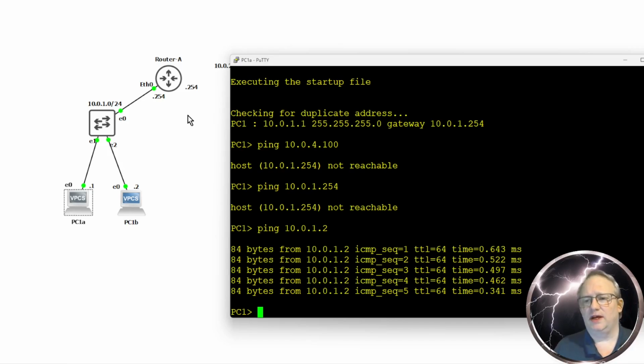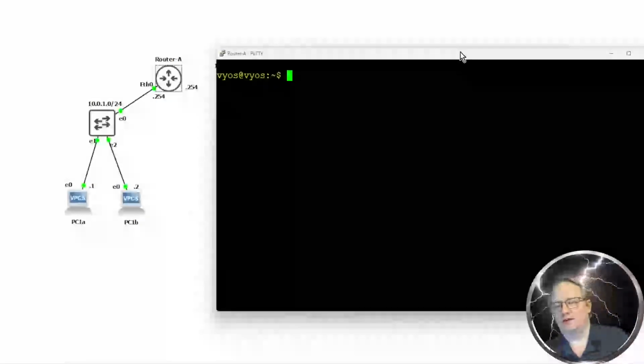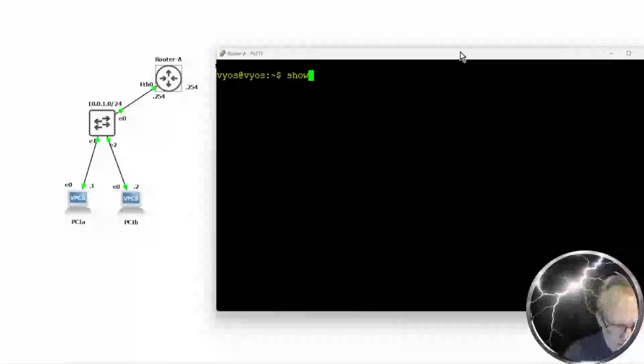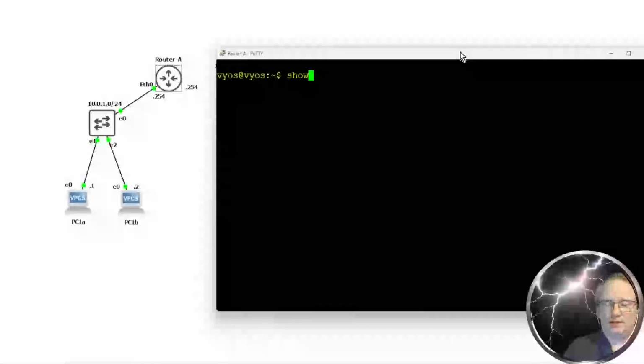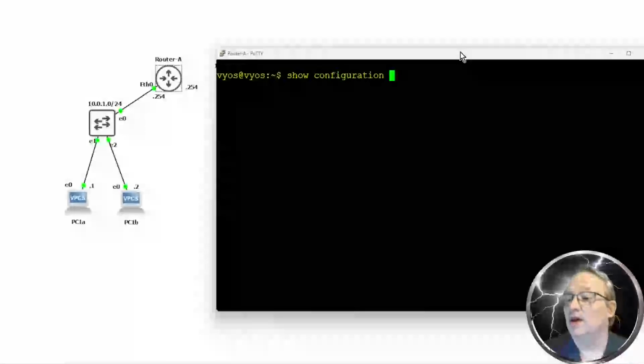So let's go ahead and check out router A. All right, so I'm here at router A, and this is a vIOS router. So I'm going to use the vIOS commands. Hopefully my Cisco brain doesn't kick in and I start using Cisco commands. The reason I use vIOS is so that it is possible to distribute this GNS3 topology, and because it's all open source. All right, so if I do a show configuration.